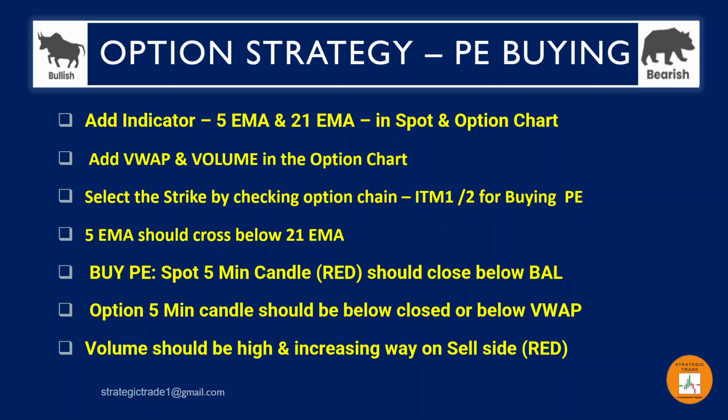Then the spot 5 minute candle should close below the PAL, which means it should be a red candle. It should not be a green candle. And the option 5 minute candle should close below the VWAP. That is also an important point. The volume should be in an increasing manner only, but on the selling side it should be a red bar.